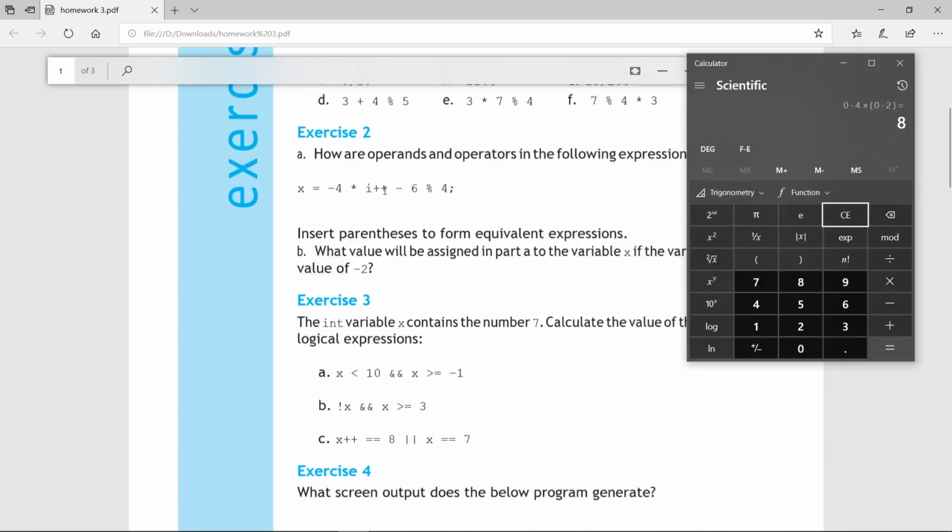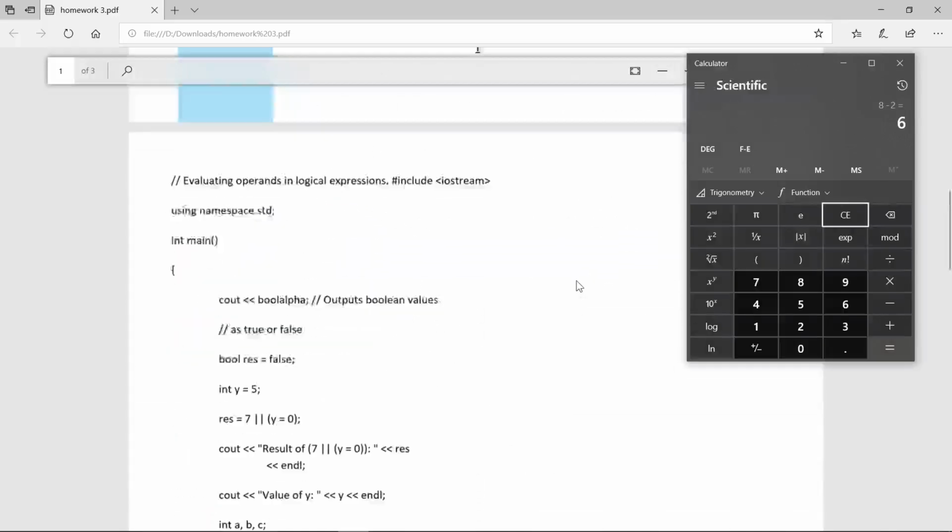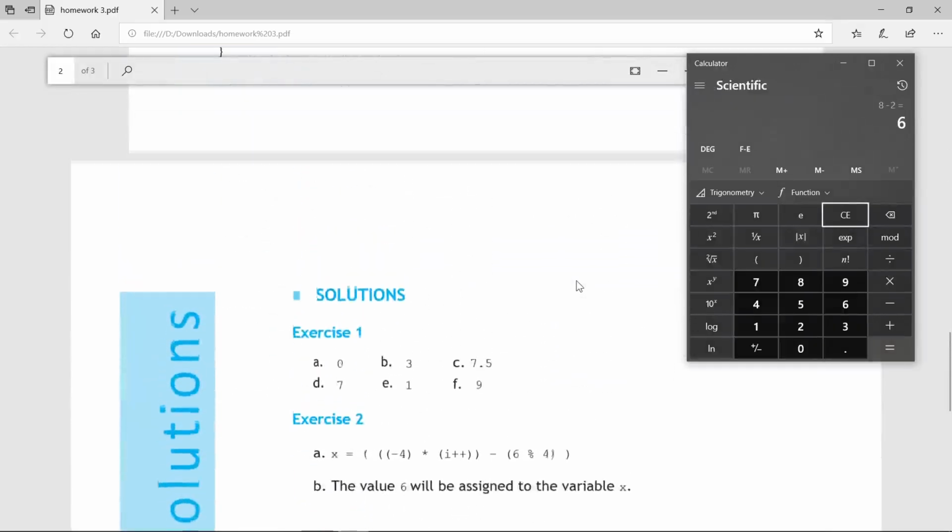So we have 8 at least on one side. We've determined this side. We can do 6 modulus 4 gets us 2. So 8 minus 2, and we get 6. Let's check that out. And there you go. Value 6 will be assigned. And here are the parentheses, exactly as we were discussing. So you do this side first. You can do this side, get this answer. And then you subtract both. Okay?